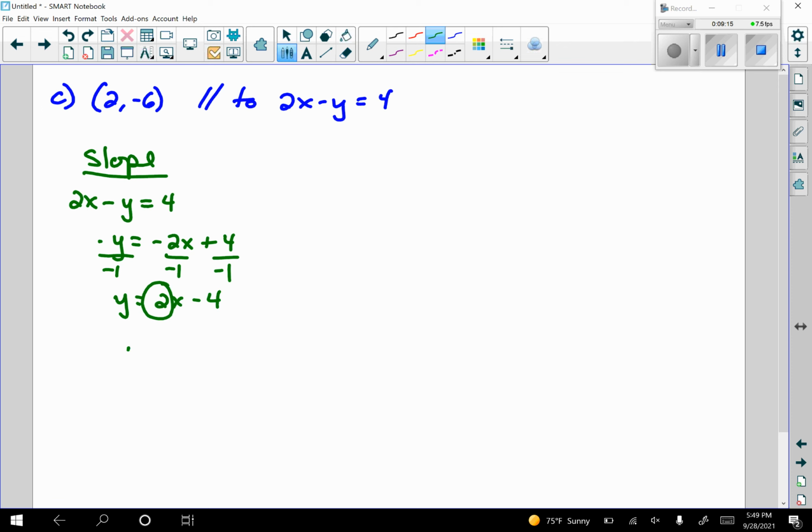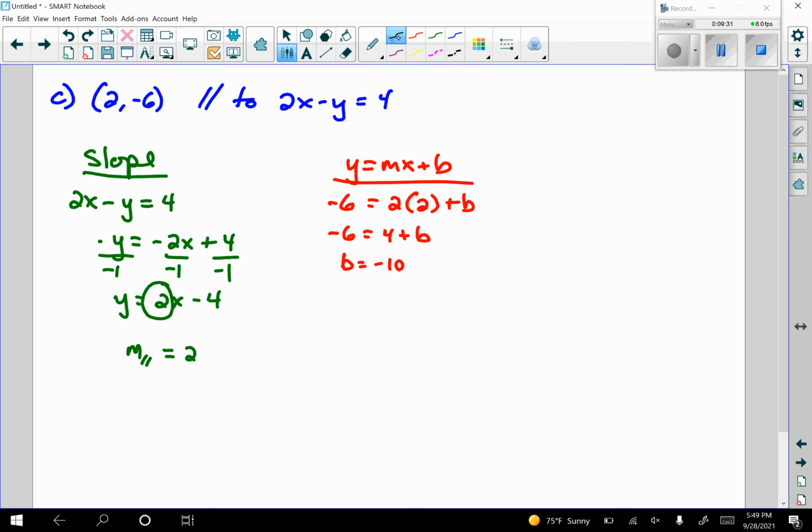So this slope is 2. The slope of our line is also 2. So now I can use y equals mx plus b, or point slope form. So I'll have -6 equals 2 times 2 plus b. -6 equals 4 plus b. So b is going to equal -10. So our equation is y equals 2x minus 10.